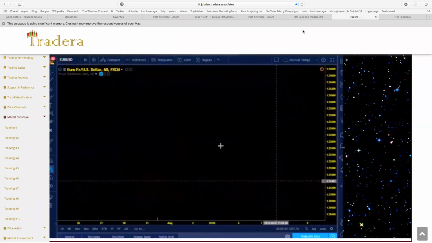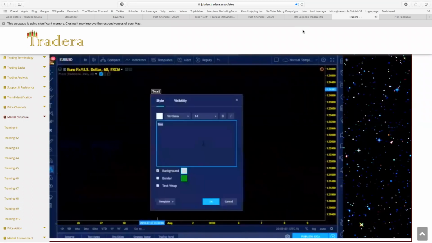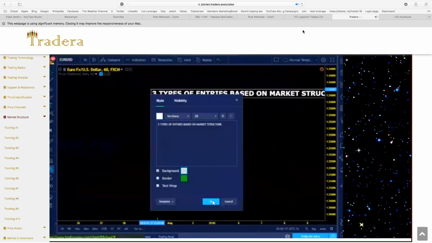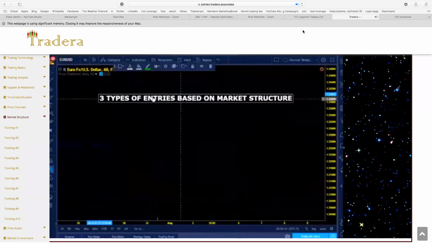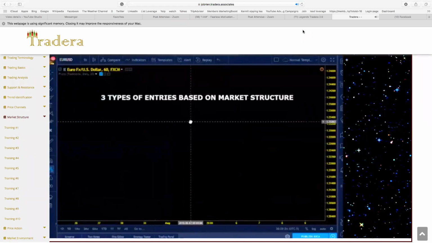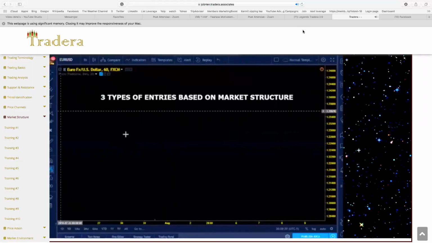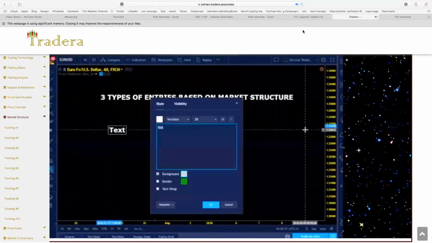So I'm going to move us up. This is where you will want to start taking notes. So 3 types of entries based on market structure. Let's make this bigger. Let's go with 28. Man, the 28 did not disappoint. That's definitely pretty big. All right. 3 types of entries based on market structure. Entry type number 1, market reversal, change of structure.